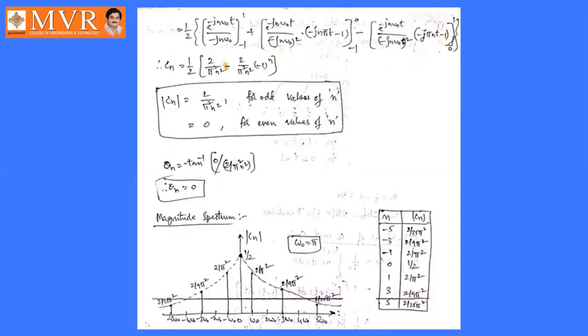This is about the problems related to exponential Fourier series. Now coming to the Dirichlet conditions. What are Dirichlet conditions? These are very, very important conditions. We have three conditions. The first one is, over any period, x of t must be absolutely integrable.